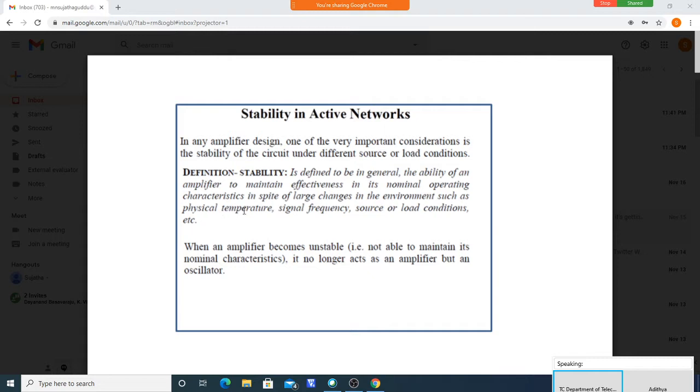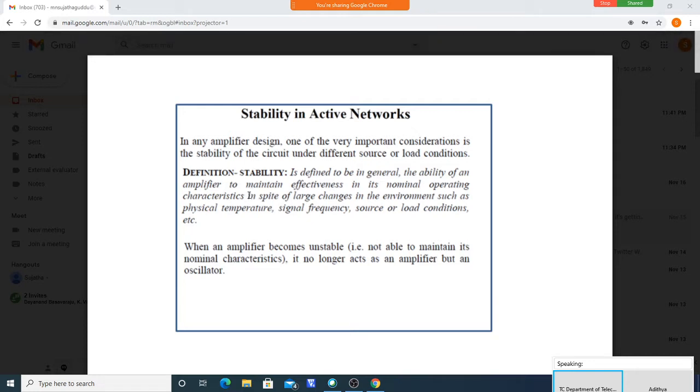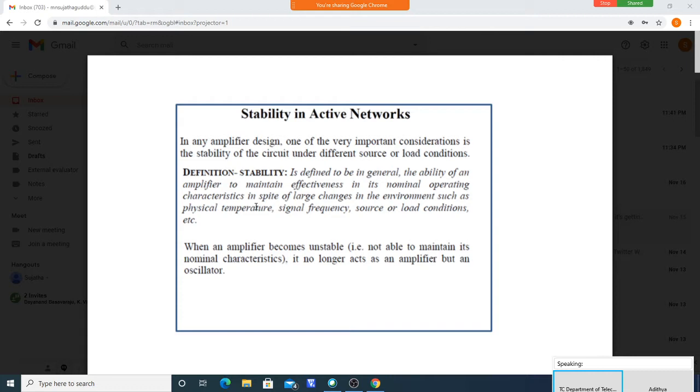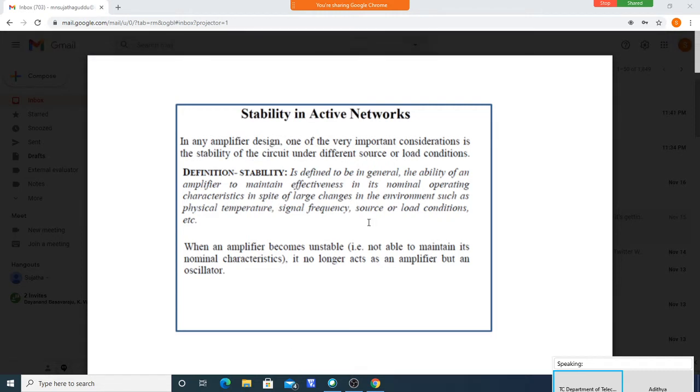Actually, we are not speaking about temperature and signal frequency in your syllabus. We are speaking only about the source impedance and the load impedance. Even if there is a change in the load impedance and the source impedance, is it able to maintain its operating characteristic effectively? Operating characteristic here means the gain of the amplifier.